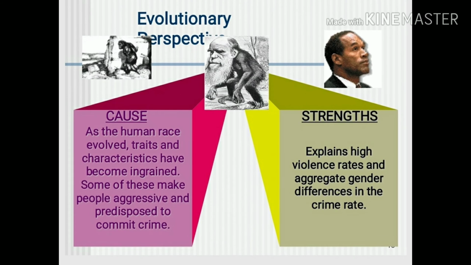And last but not the least, the evolutionary. The major premise of the theory is that as the human race evolved, traits and characteristics have become ingrained. Some of these traits make people aggressive and predisposed to commit crime. The strength of the theory is that it explains violence rates and gender differences in crime rates. The research focuses on gender differences and understanding human aggression. So, we are done with biological trait theories.